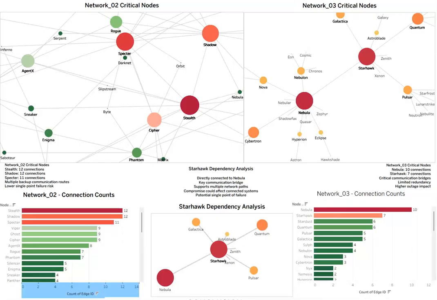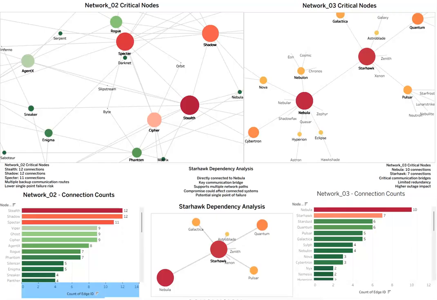Looking closer at Starhawk and Nebula, they are directly connected and support many surrounding systems. This creates a critical dependency. If either node were to be compromised through malware, a denial of service attack, or hardware failure, communication across multiple portions of the network could be disrupted.